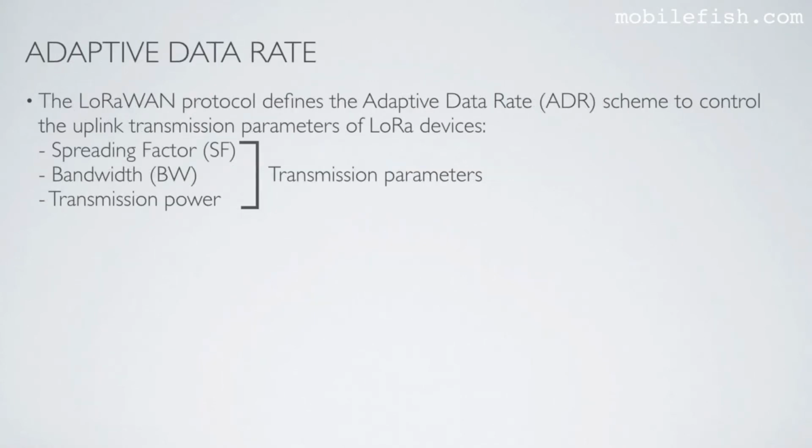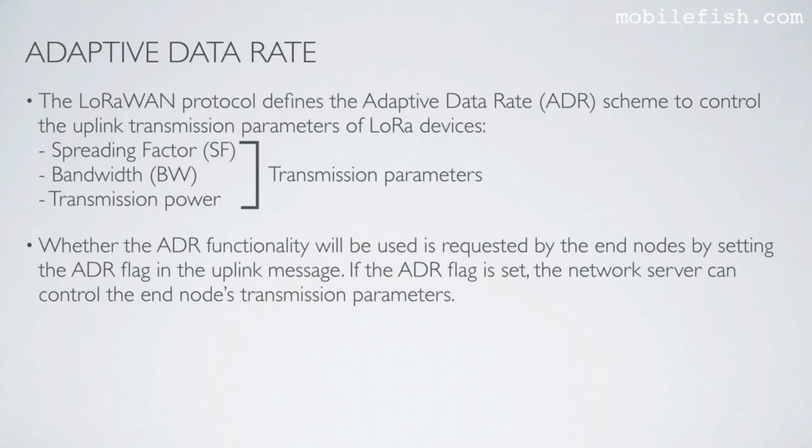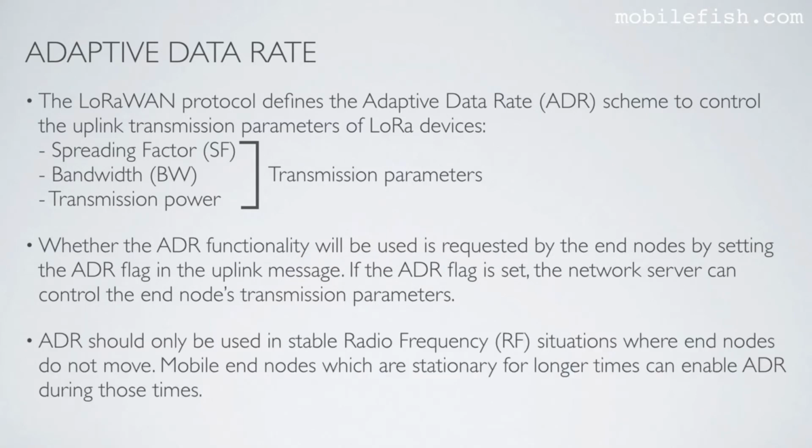The LoRaWAN protocol defines the adaptive data rate scheme to control the uplink transmission parameters of LoRa devices. The spreading factor, bandwidth, and transmission power are the transmission parameters. Whether the adaptive data rate functionality will be used is requested by the end nodes by setting the ADR flag in the uplink message. If the ADR flag is set, the network server can control the end node's transmission parameters. Adaptive data rate should only be used in stable radio frequency situations where end nodes do not move. Mobile end nodes which are stationary for longer times can enable adaptive data rate during those times.